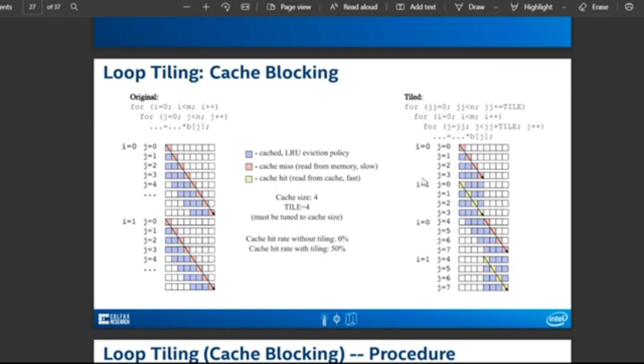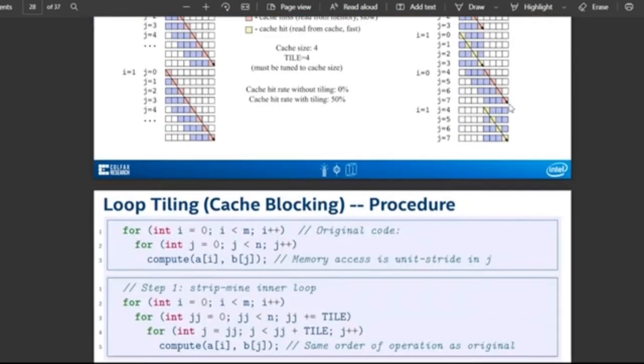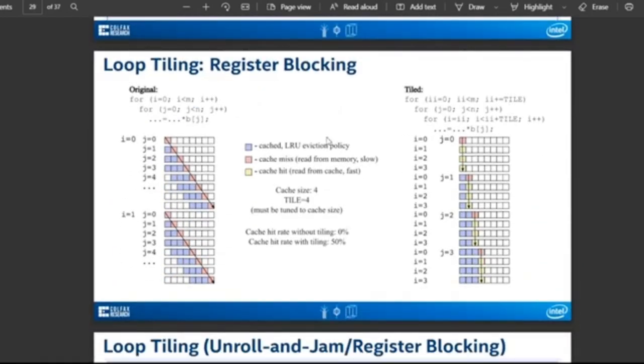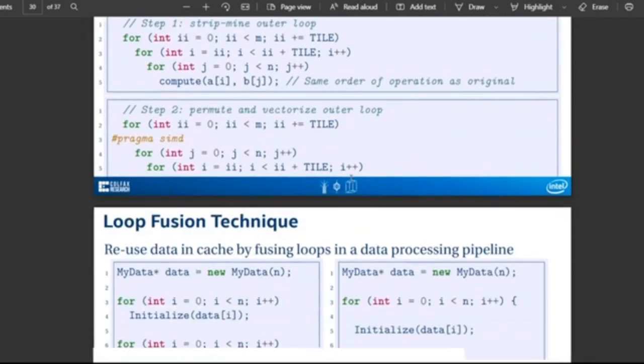So the yellow ones, we've got loads of yellow ones here, right? And that's great. These are the cache misses. These are the cache hits, and we've achieved that by going from this code with 2 nested for loops to now 3 nested for loops, where we've used a tile. This is another methodology, but we haven't improved the performance.